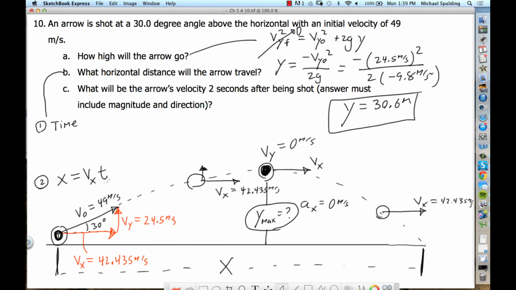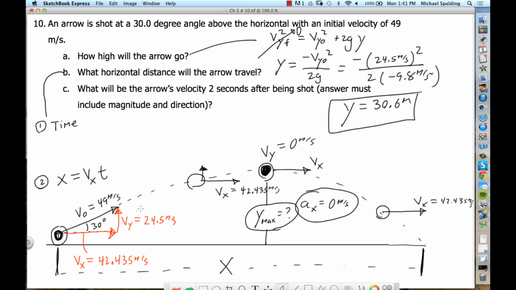Okay? What's the reason there's only one x equation? This is the reason right here. The acceleration in the x is 0. So once we have time, we can just plug in here. Do we already have the x velocity? Yep, we got the x velocity. All we need is time. So how do we get time?